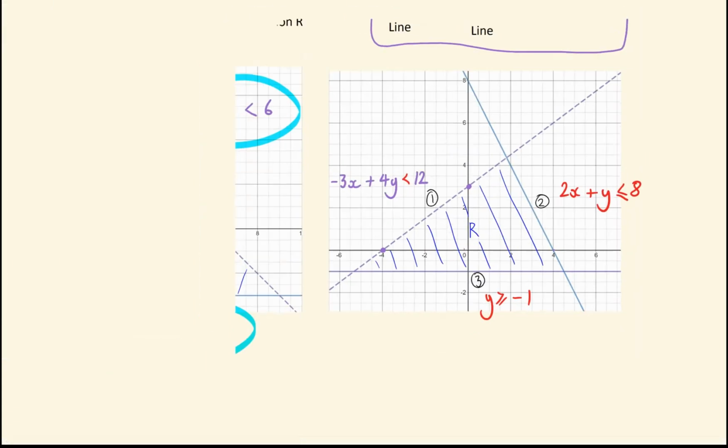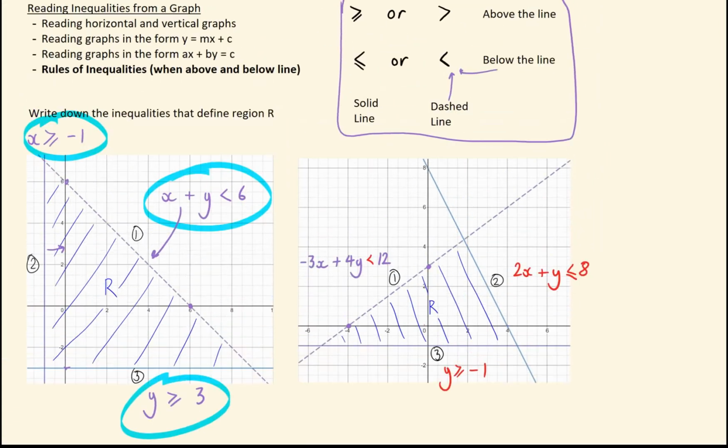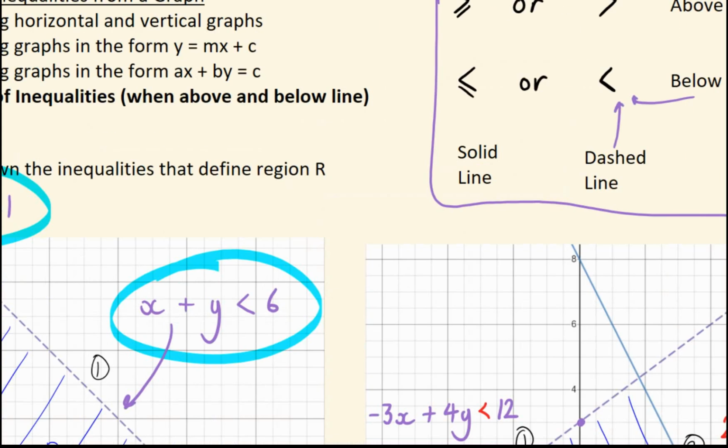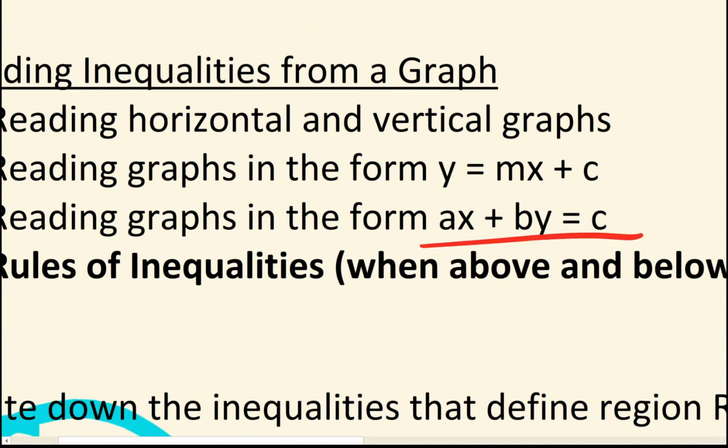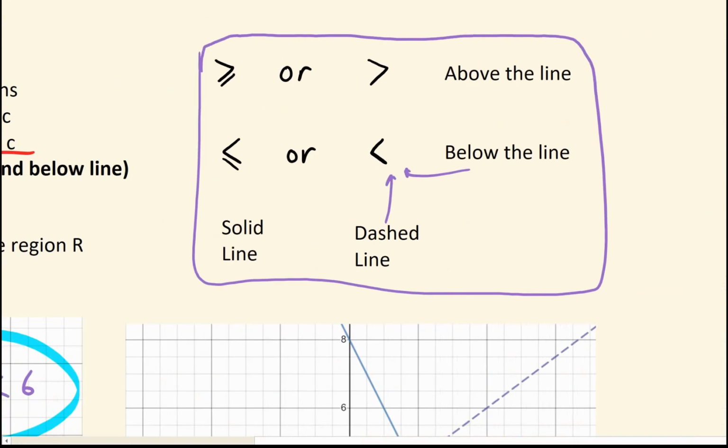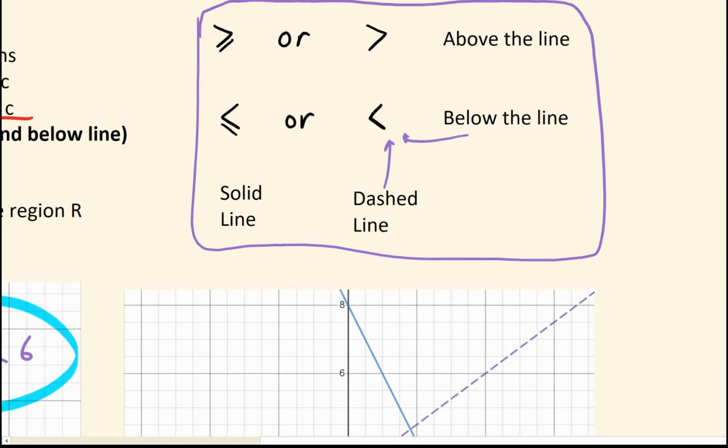Okay, and that's it. That's all we're learning today. Key things, or basically newer things, is this new form, and also don't forget all the rules given in this little box here.